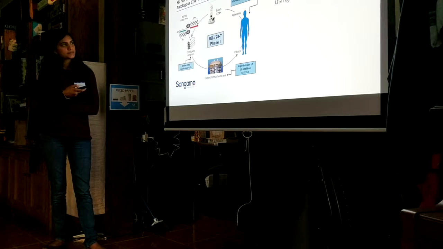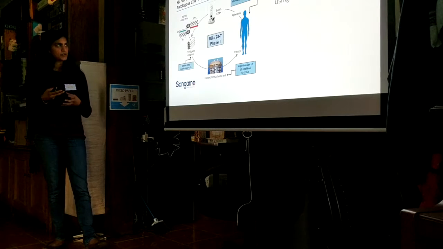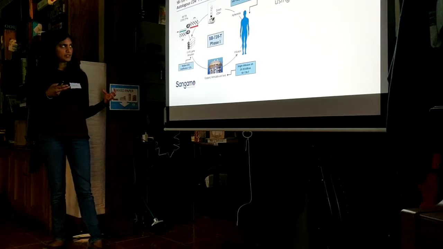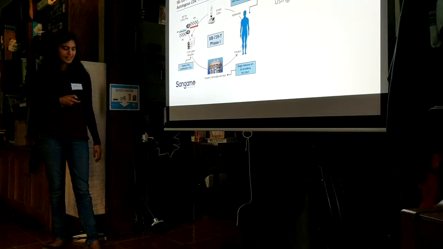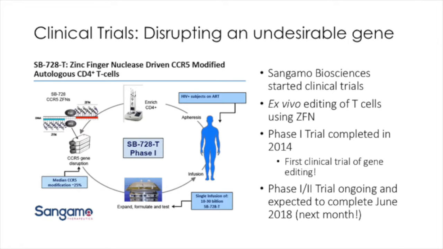So this is an ex vivo editing of T cells. Again, you take the T cells out of the patient's body, use zinc finger nucleases to disrupt that CCR5 gene, and they pointed out here they only got a median modification rate of 25%, still quite low. But since the cells are outside the human body, they can select for the ones that actually got modified, expand them, and then transfuse them back into the patient's body.